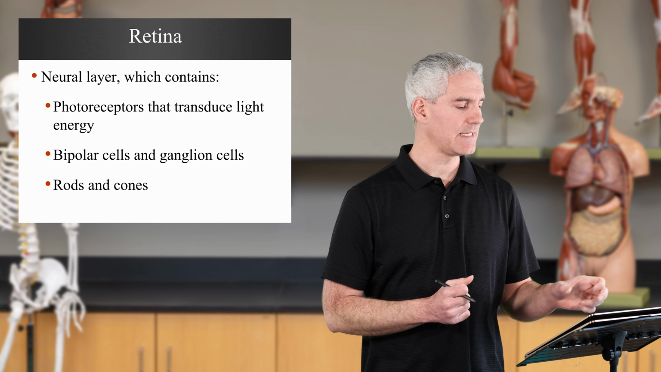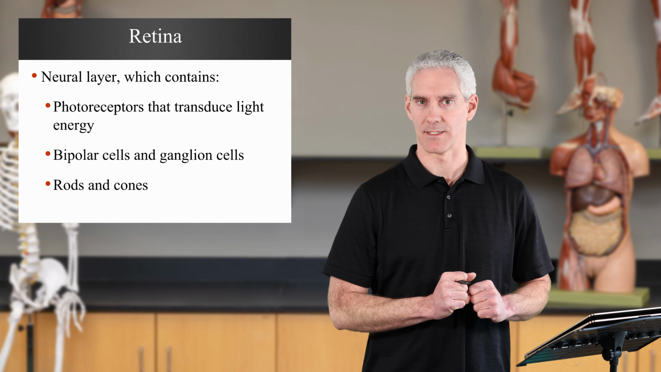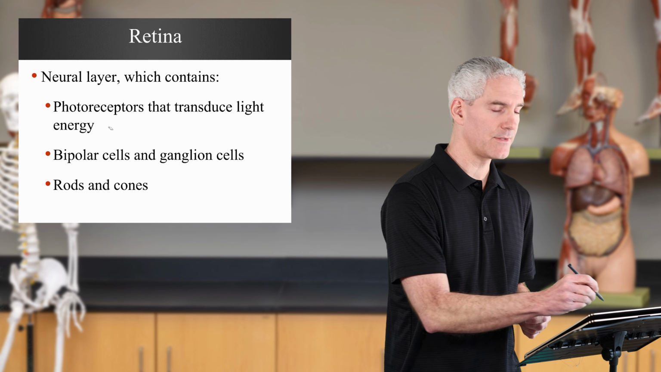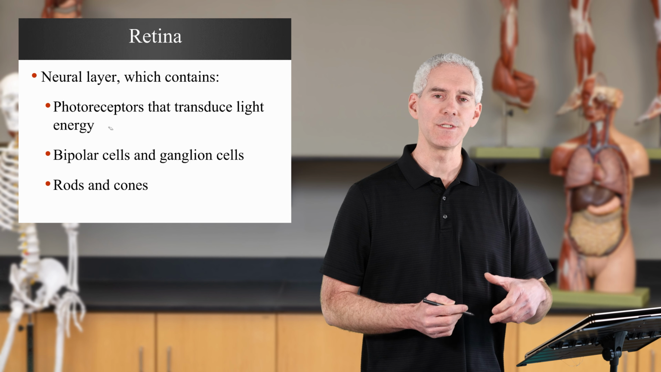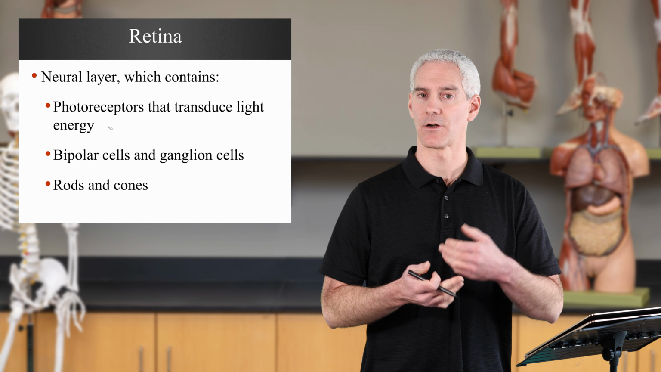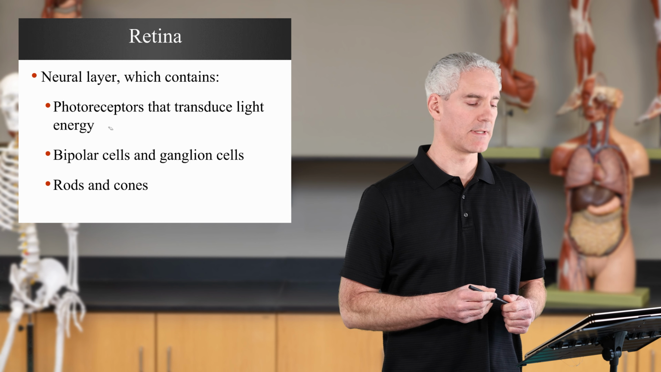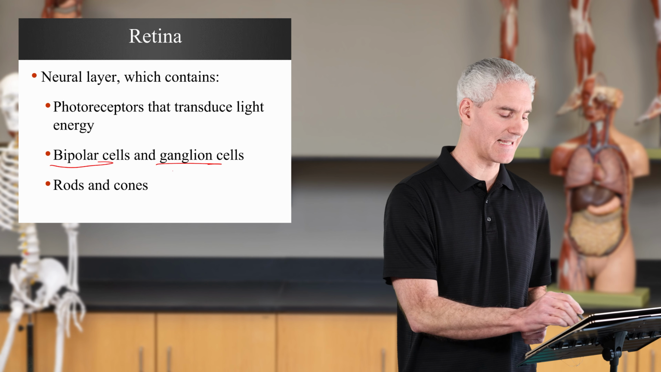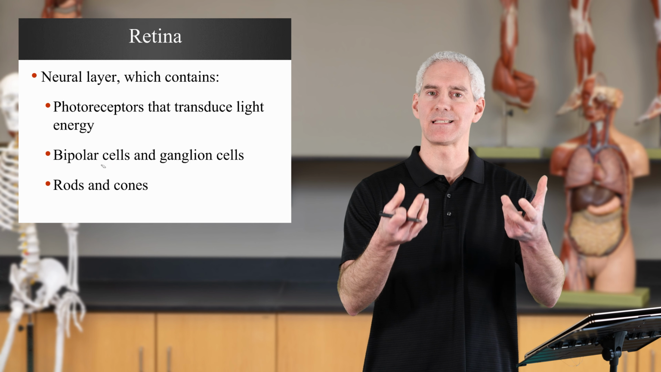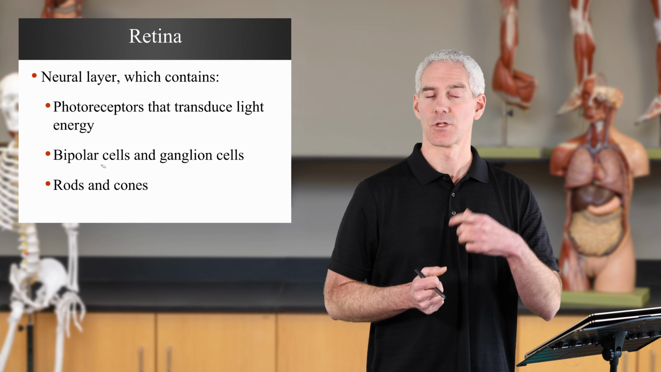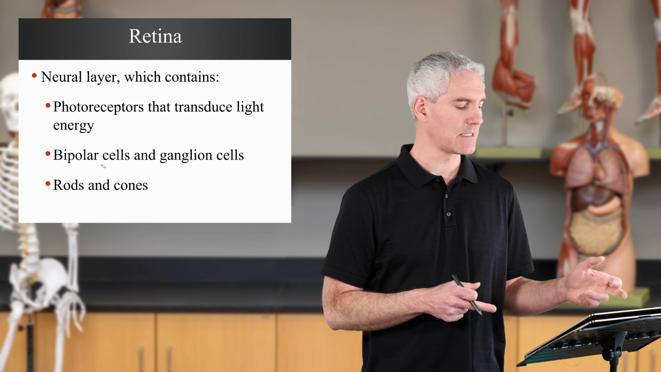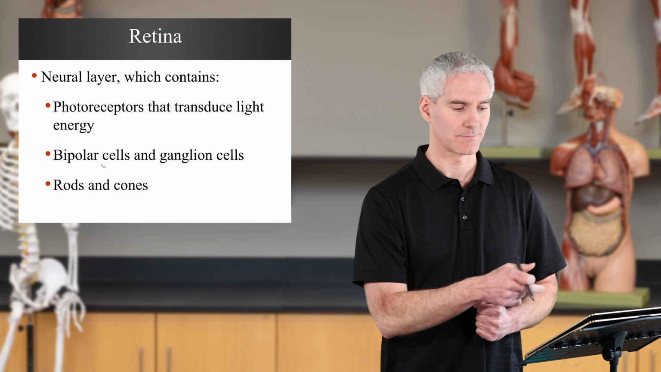The second layer is the neural layer. So again, both part of the retina. The neural layer is where you have your photoreceptors. These will be the rods and the cones. They're going to transduce the light energy and convert it into signals your body and your other cells can understand. But in this neural layer, you'll also have these bipolar cells, these ganglion cells. They're all helping to relay what that sensory input was. So the rods and cones transduce the light energy. They then send those signals into the bipolar cells and the ganglion cells.